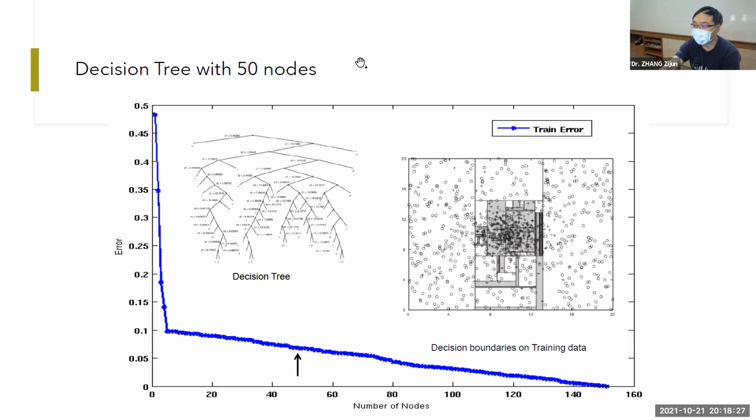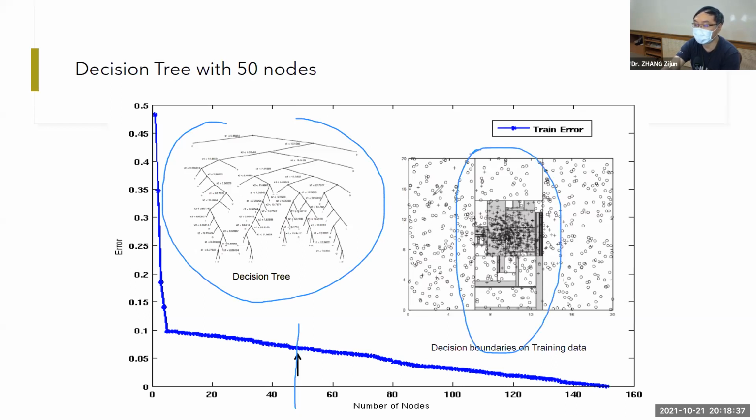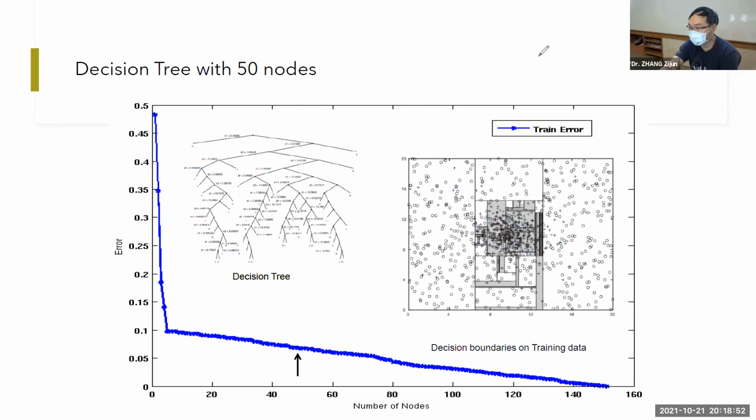But if we do a cutout here, that means we grow the tree and stop here. And that will be a decision tree with 50 nodes. And the decision boundary will be this complicated. Okay. And you will find out the further structure of the tree, they're actually making decisions in some places that have dense data, but less of interest in our classification performance.